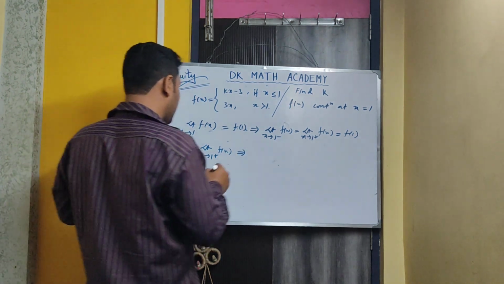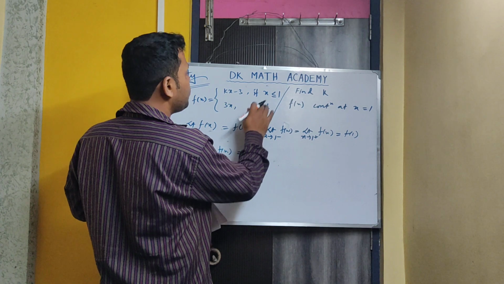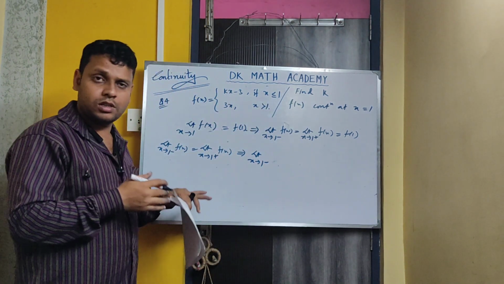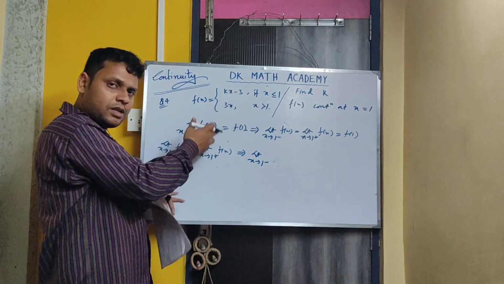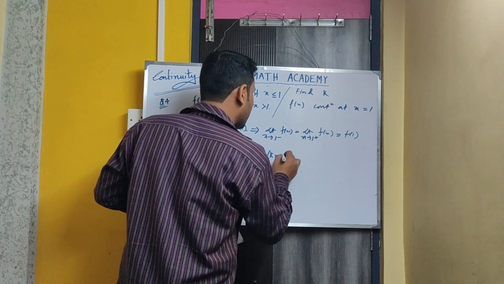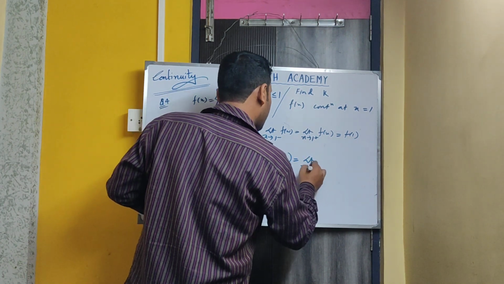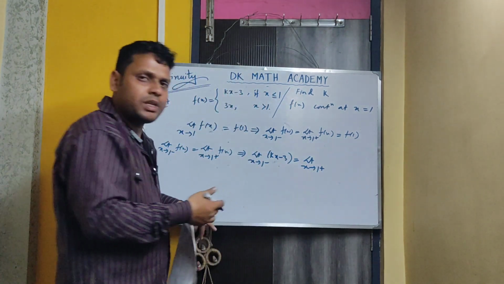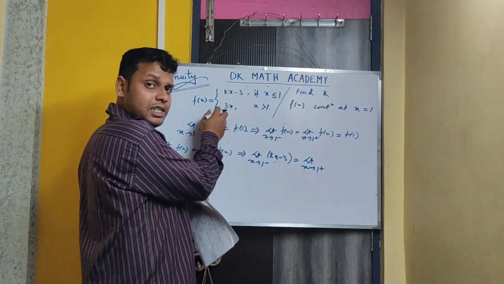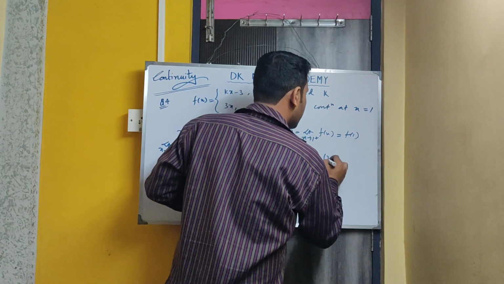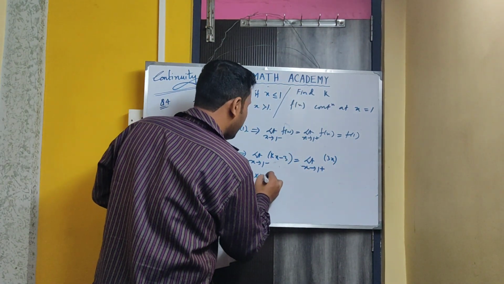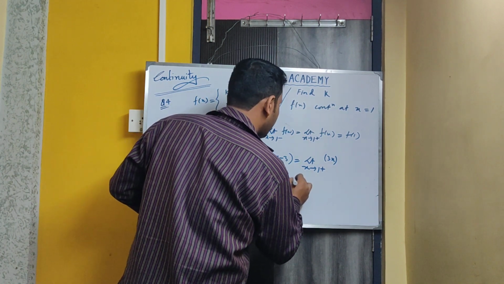This gives that limit x tends to 1 minus, that is at the left of 1 when x is less than 1, left means less than, the function is kx minus 3, and limit x tends to 1 plus, that means greater than 1. When x is greater than 1, the function is 3x. So this is 3x. That means k into 1 minus 3 equals 3 into 1.